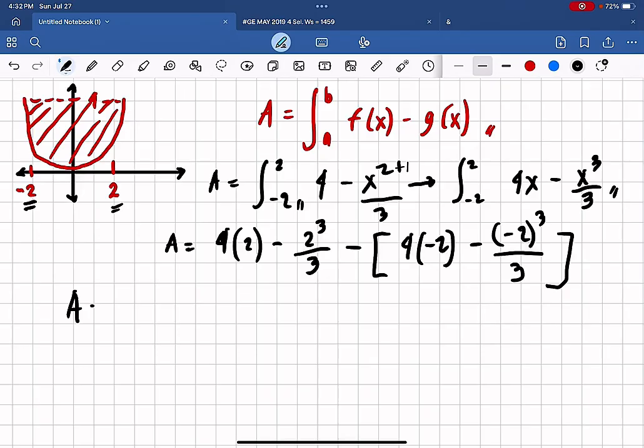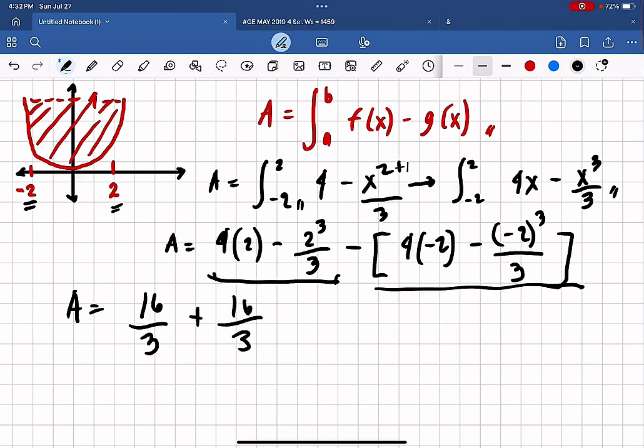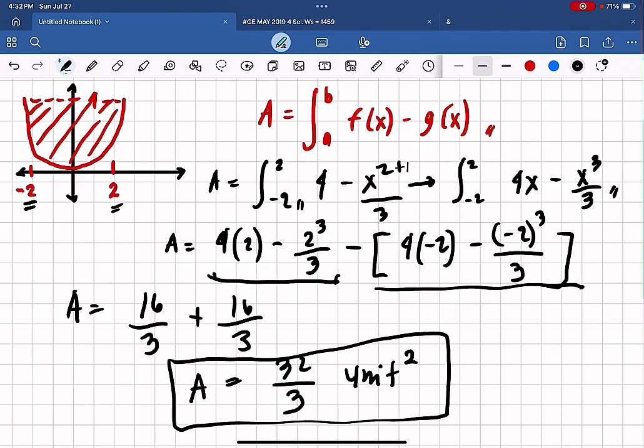So if we plug this area in the calculator, this can give us 16 over 3, and this one can give us also positive 16 over 3, and 16 over 3 plus 16 over 3 is equal to 32 over 3 square units. So this will become now our final answer.